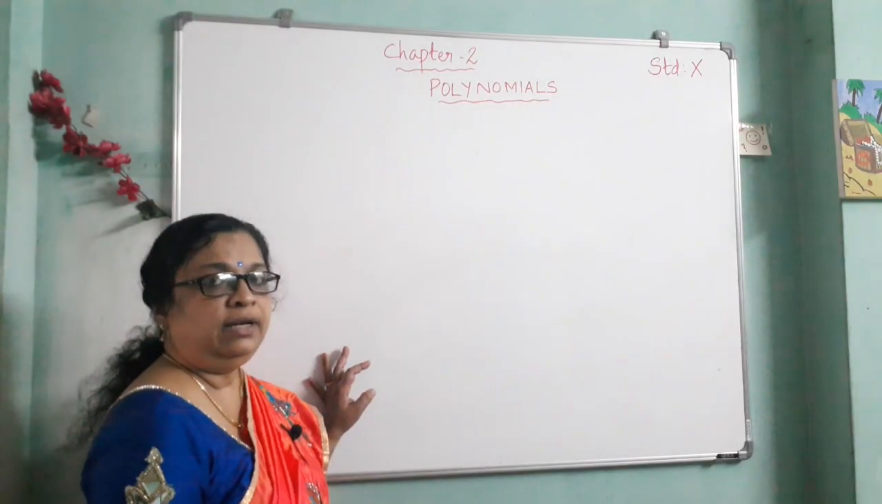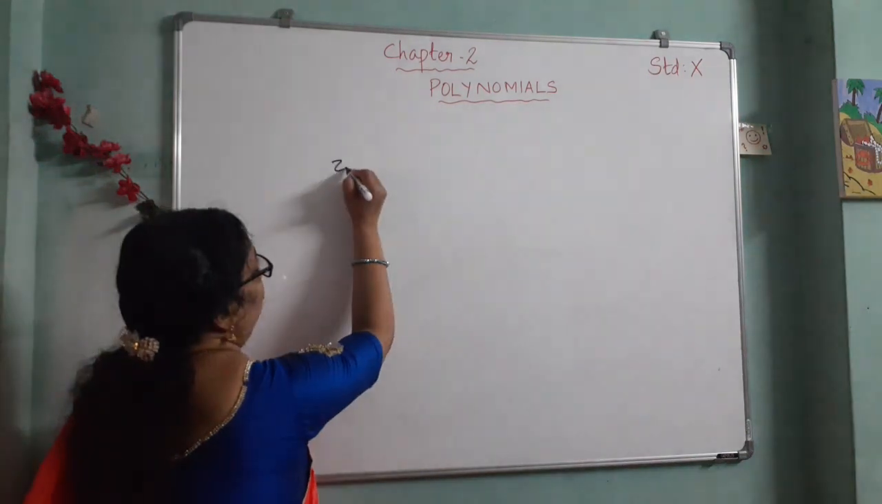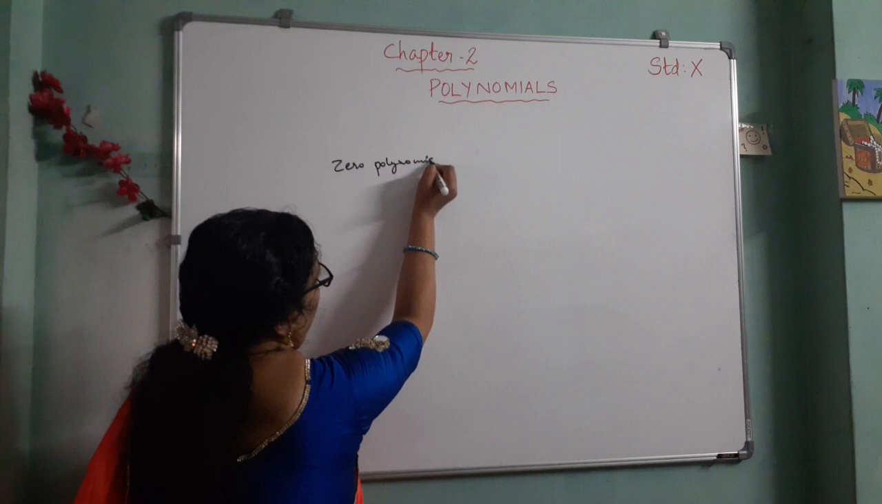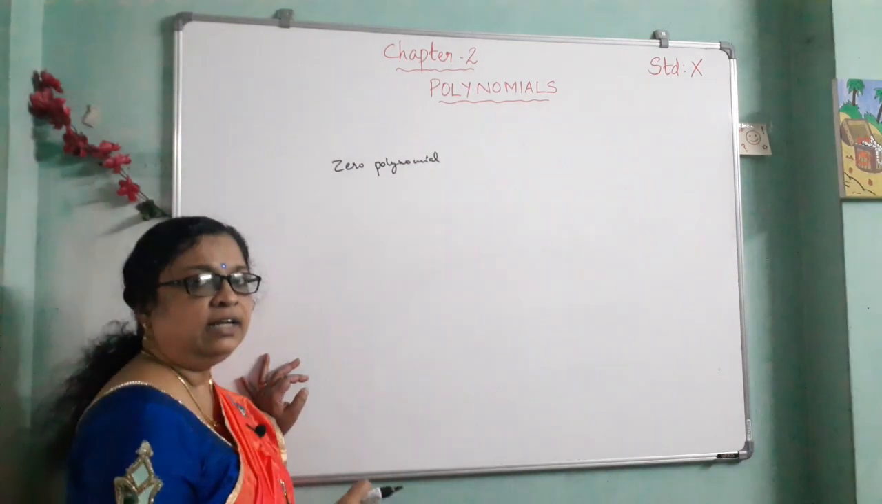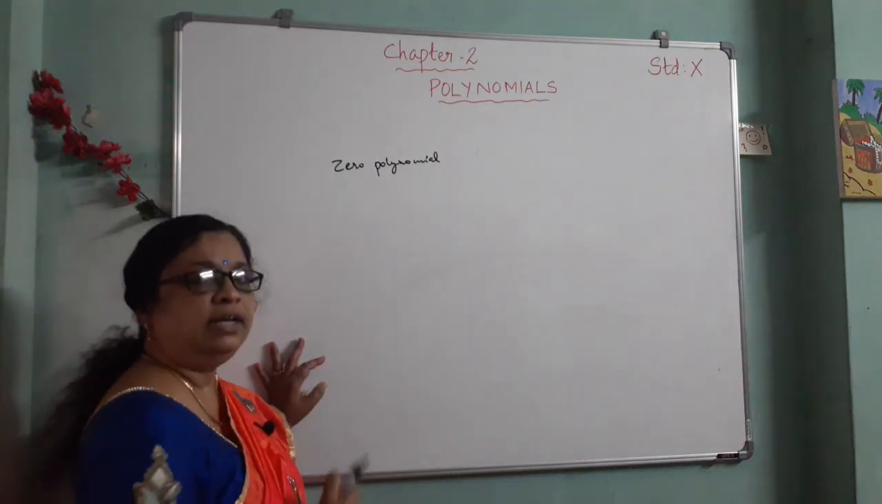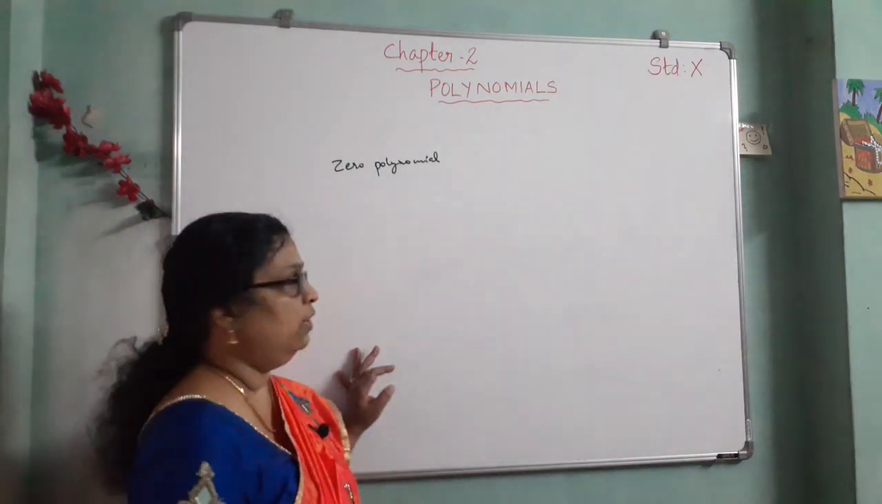In a polynomial, if all the coefficients are 0, it is called a zero polynomial. This also you studied last year. That is, when all the coefficients of a polynomial are 0, it is called a zero polynomial. The degree of the zero polynomial is not defined.